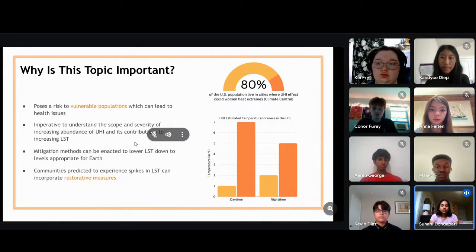Rising heat could lead to a multitude of health issues. Heat illnesses, which are the health issues, can range from mild to deadly, and it is imperative to understand the severity of increasing LSTs and the effect that UHIs have on them.